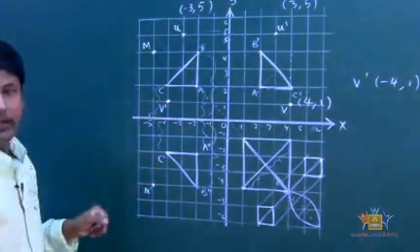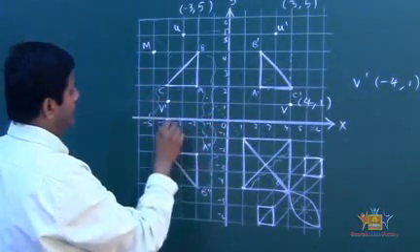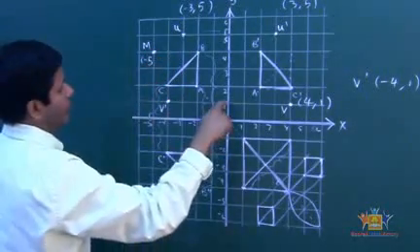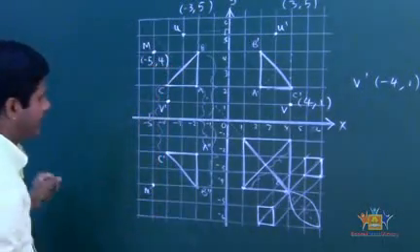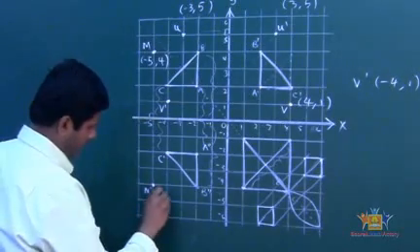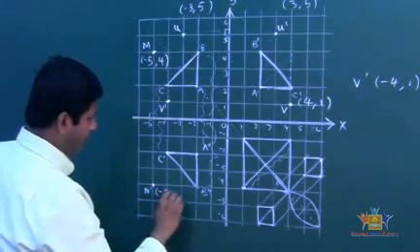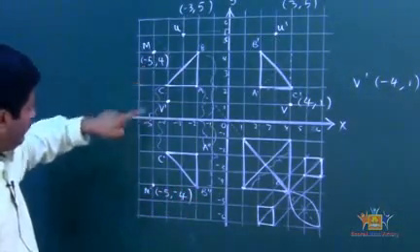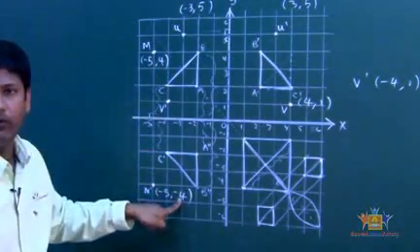Now let's put the coordinates, okay? M's coordinate is negative 5, 4. Let's find the image. The image is also negative 5, and then 1, 2, 3, 4, negative 4. Look at this. Negative 5, negative 5. Positive 4, negative 4.